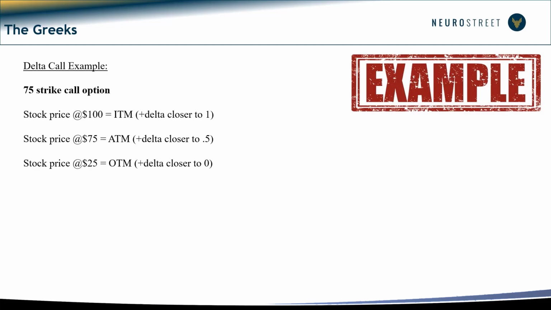We have a 75 strike call option. So the strike price is 75. But if you have a stock price at 100, you're going to see here that that's in the money, right? 75, and then the stock's up here at 100. You're in the money. Your intrinsic value is in the money by 25 bucks.